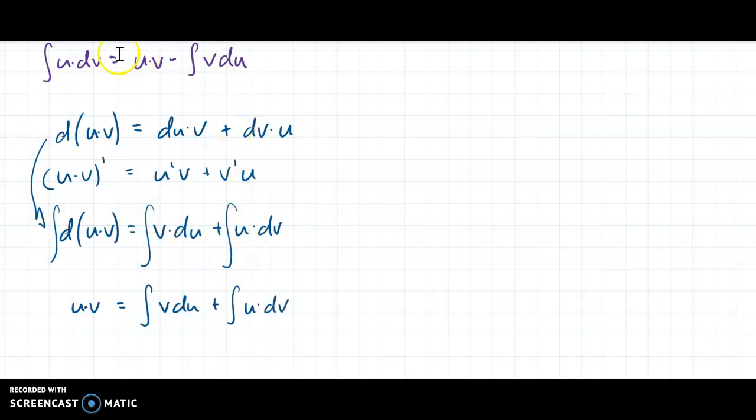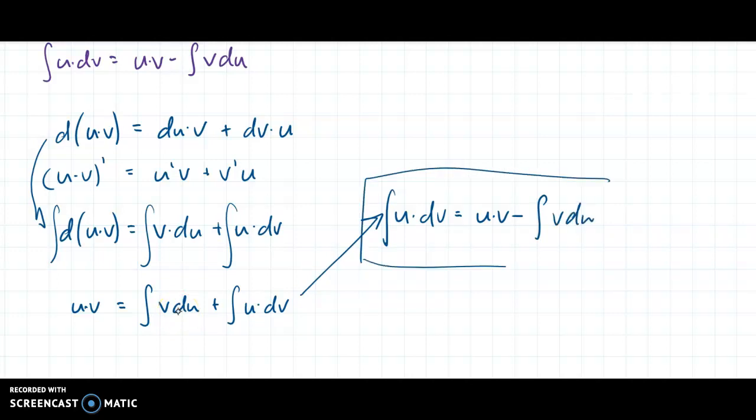And notice I almost have my formula up here. All I have to do is take this term and subtract it, moving it over to the other side. Basically, I'm solving for this. If I solve for it and write it first, the integral of u dv is equal to u times v minus the integral of v du. And that's the formula for integration by parts.